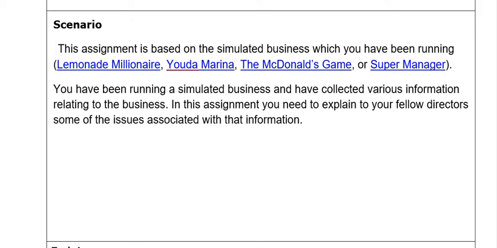So you're going to run a simulated business. You can use these as a simulated business, or you can just imagine a simulated business of your own choosing. You're going to collect various information from the simulated business. So if you're looking at Lemonade Millionaire, you can be getting loads of information about different times you played this, about the different weather conditions, about the different amounts you purchased and how much you purchased compared to which weather conditions, which amount of profit you made.